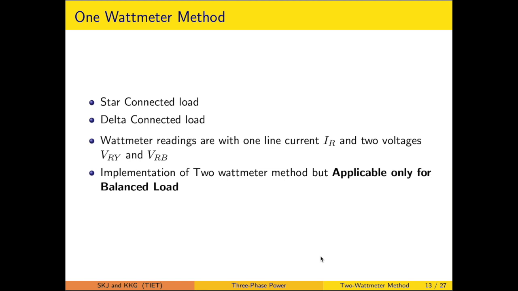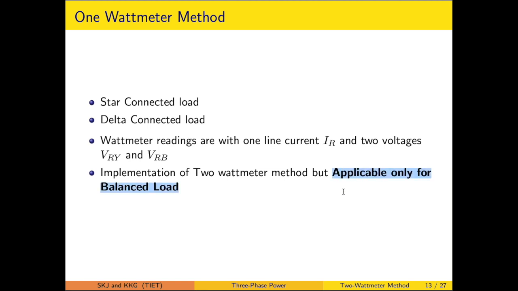Now the 1 wattmeter method. Previously what we studied is that the 2 wattmeter method is applicable for both balanced and unbalanced arrangement. Why are we able to do that? Because we have the sum of the 3 currents IR plus IY plus IB equal to 0. The 1 wattmeter method can be extended for both star and delta connected load with equal ease. However, there is a restriction that it can be applicable only for the balanced load.